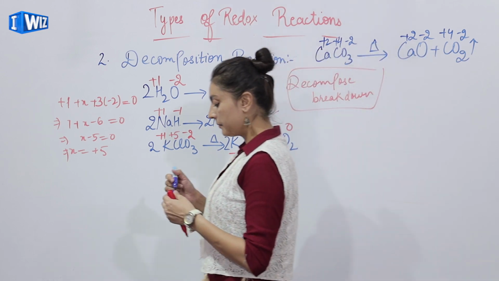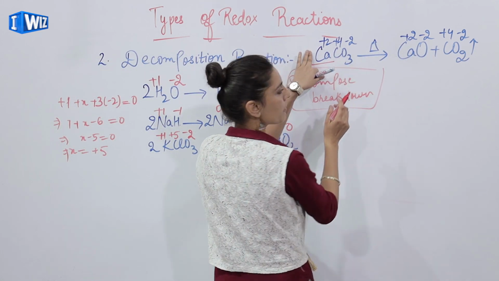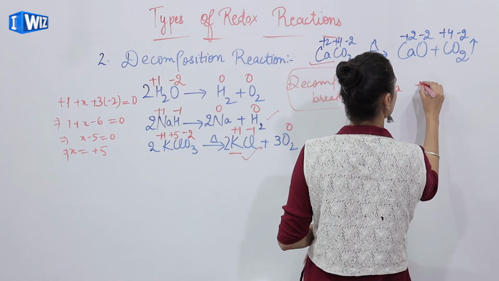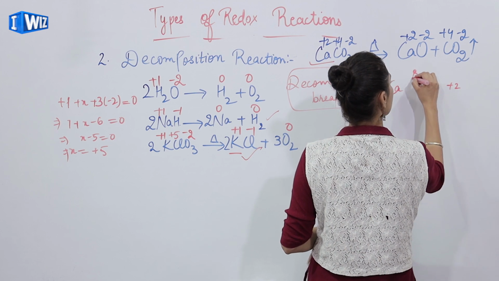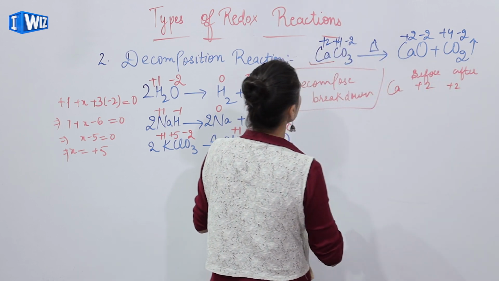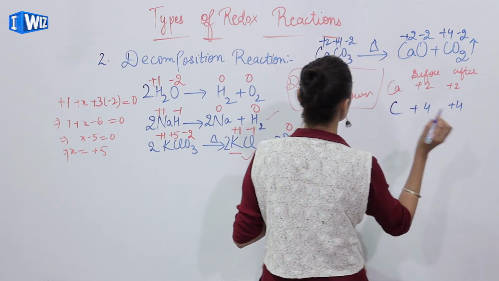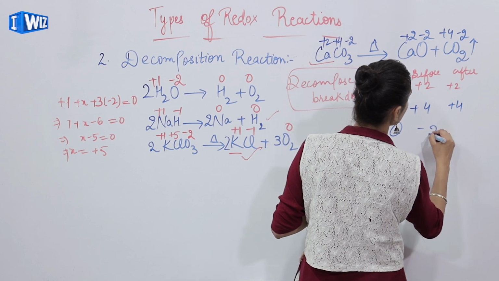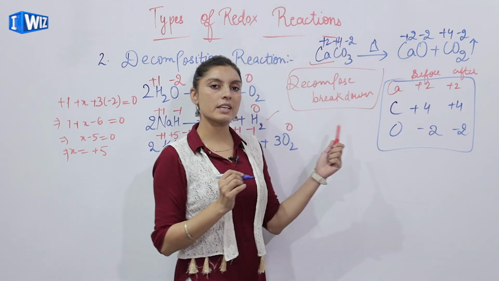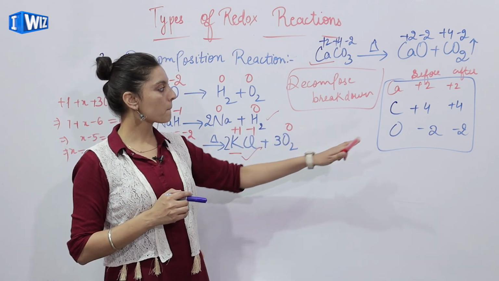Let's check it out here. In the case of calcium, the oxidation state before the reaction was +2, after +2. So +2 and +2. This is before and this is after. Fine. Moving with the carbon, +4 and +4. No change. Oxygen -2 and -2. Do you think there is any kind of oxidation and reduction that has taken place over here?